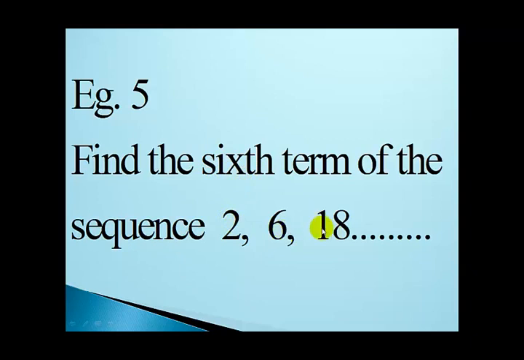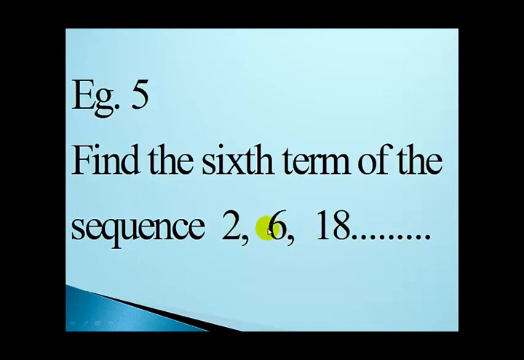From the question, we are not told whether the sequence is a linear sequence or an exponential sequence. When we look at the difference between the first term and the second term, the difference is 4. The difference between the second term and the third term is 12. That means the common differences are not the same, and therefore it is not a linear sequence.